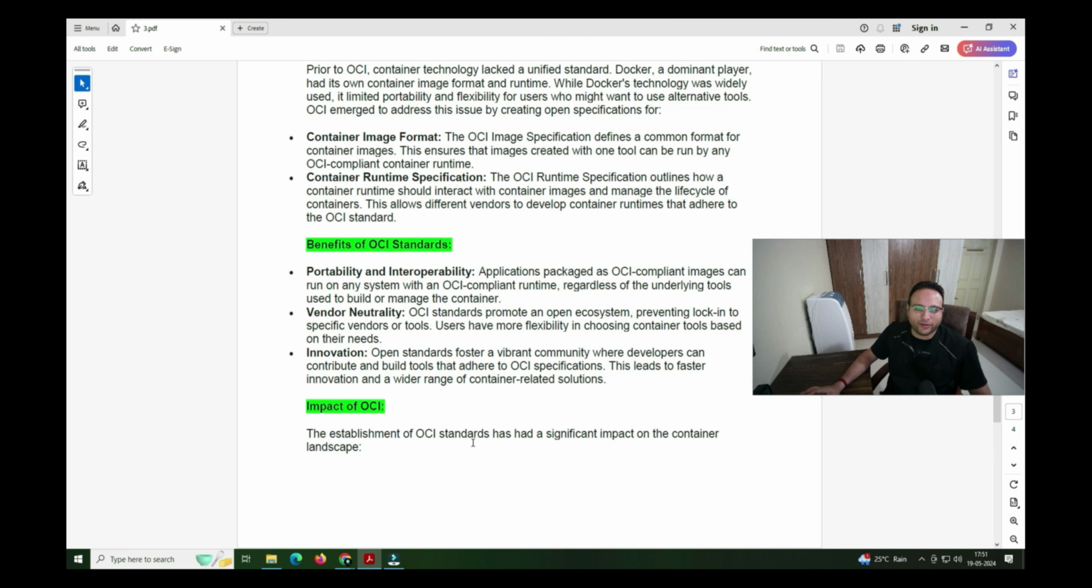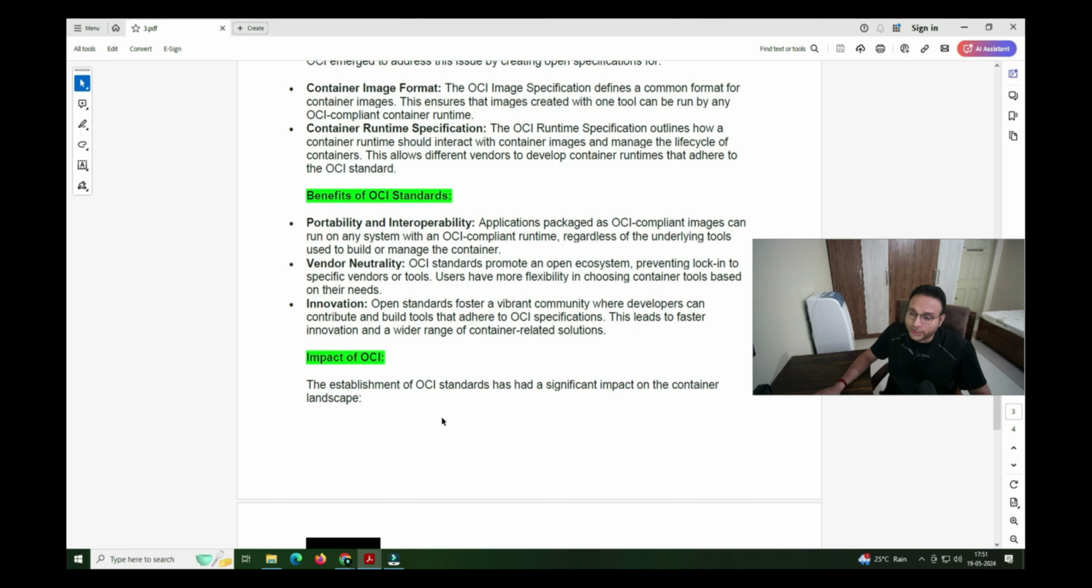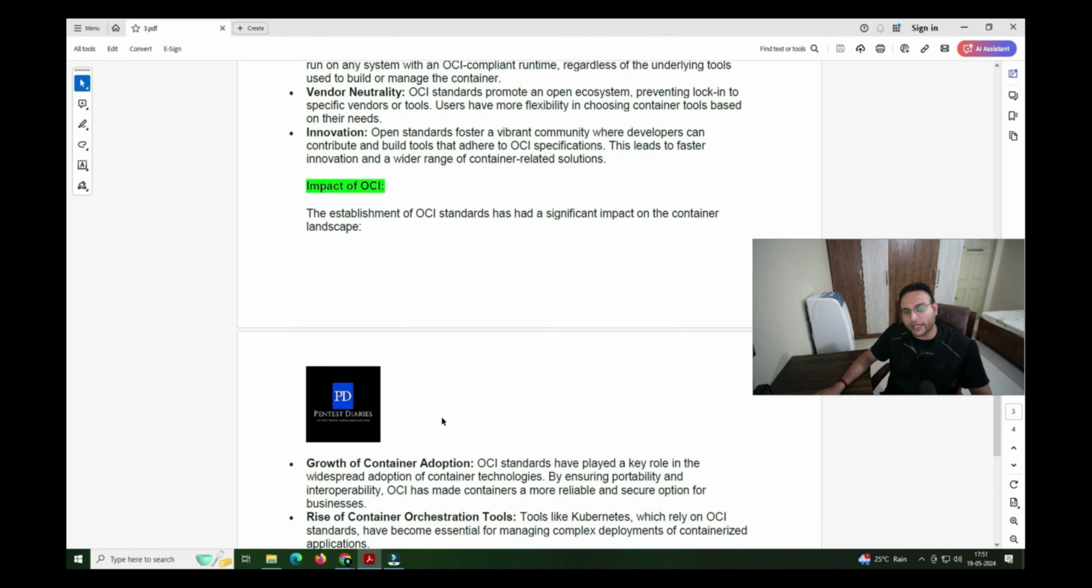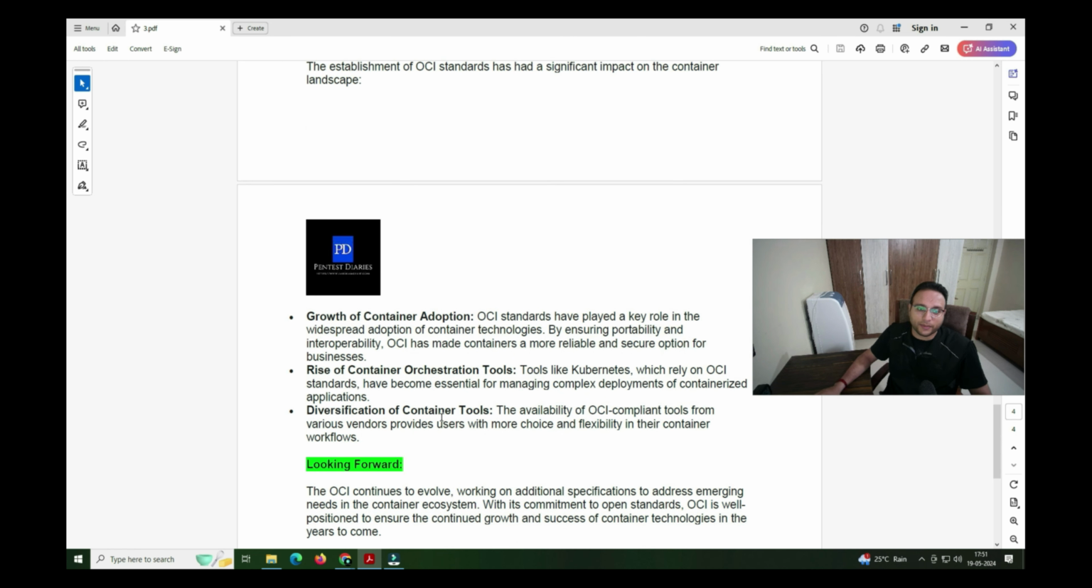Now portability, we have talked about it earlier also in the context of the container technology. So portability, interoperability, vendor neutrality and innovation. These are the three benefits which we are seeing inside of the OCI. Once the OCI got introduced in the market, after that these things are a benefit we are getting from it.